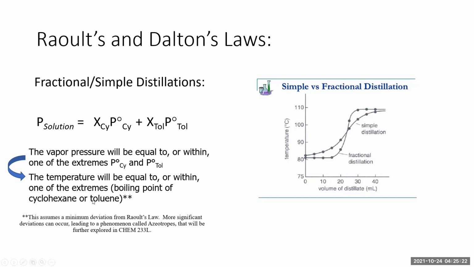Okay, and then I wanted to say, but I forgot to, about the boiling point being between the two extremes of the boiling point of cyclohexane, which is about, I think, 82 or 83 degrees Celsius, and then toluene, which is about 111 or so degrees Celsius.